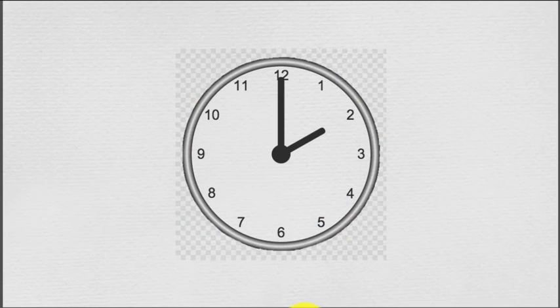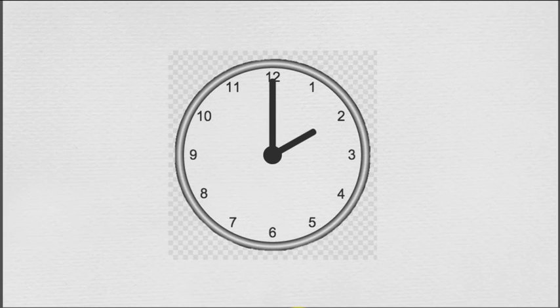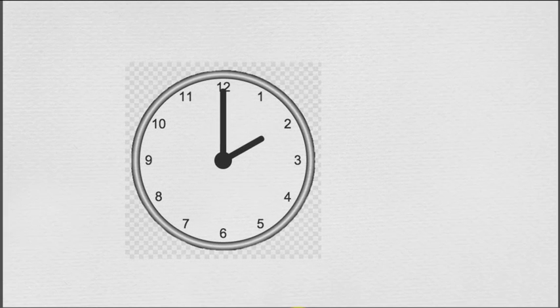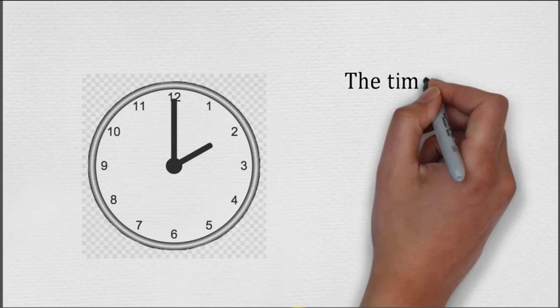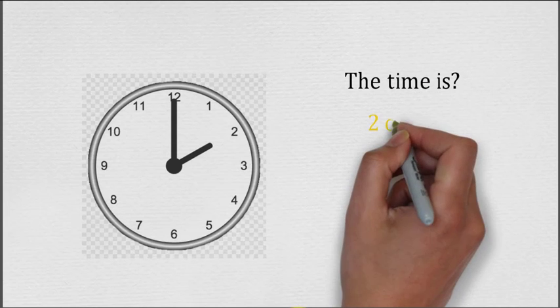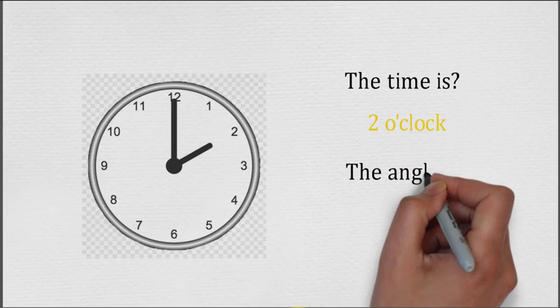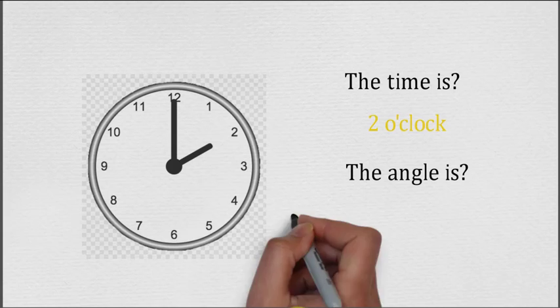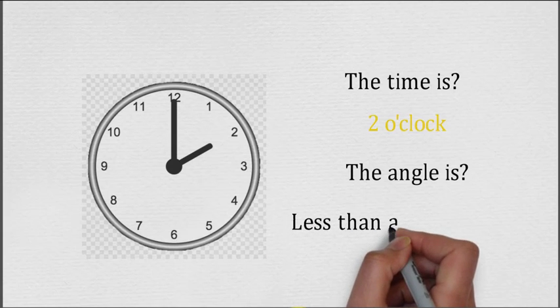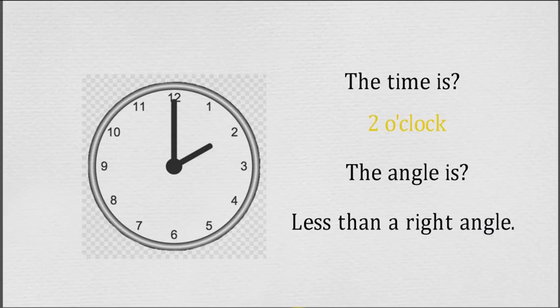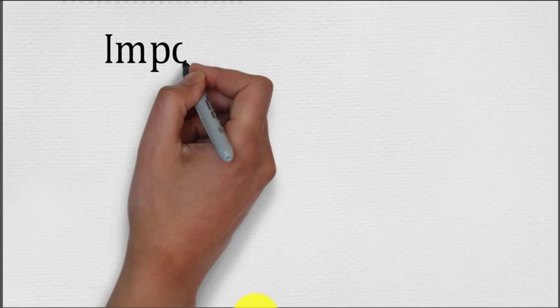Okay, now let us look at this again. So what is the difference here? Can you tell the time? What is the time here? Can you have a guess? Is it 1 o'clock, or is it 3 o'clock? The time is 2 o'clock. So what is the angle here? Is it less than or more than 90 degrees? It is less than a right angle because the base is there, you know.